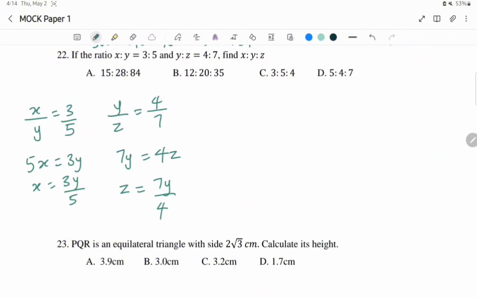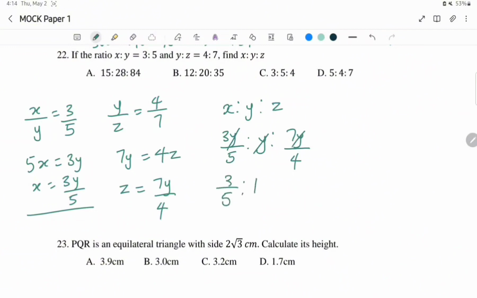Now that I have x and z in terms of y, if I want to rewrite x ratio y ratio z, x is 3y/5, y will still be y, then z is 7y/4. If I cancel out y all through, I will have 3/5 ratio 1, because y/1 will give me 1, not 0, ratio 7/4.